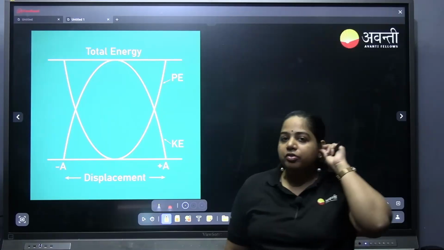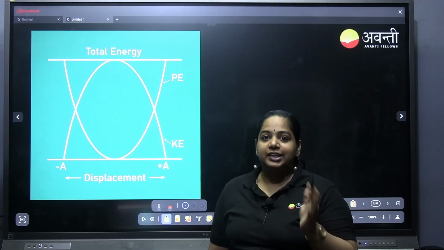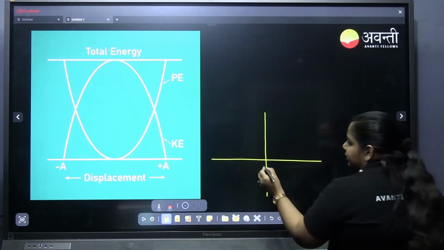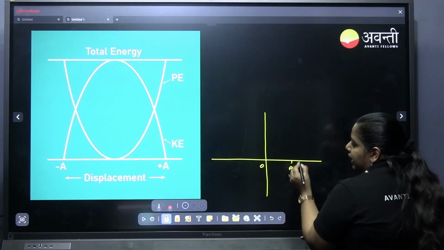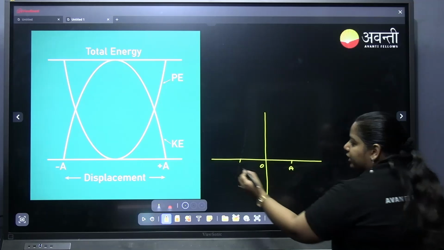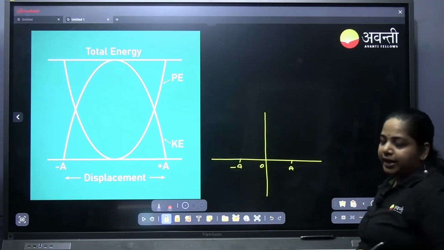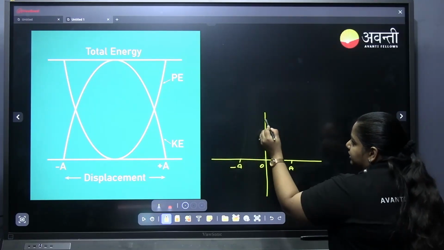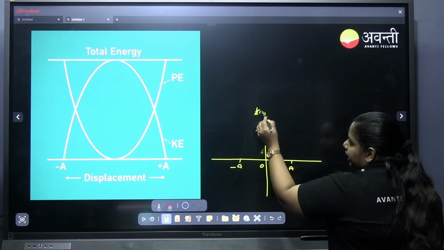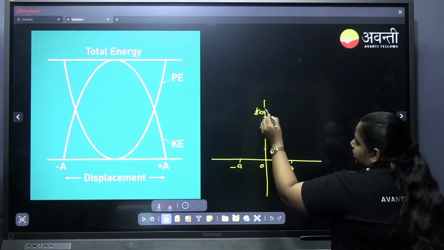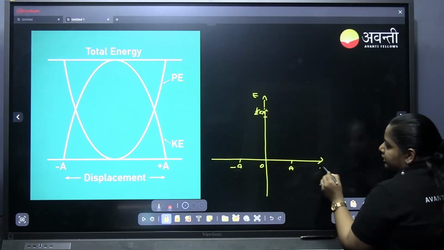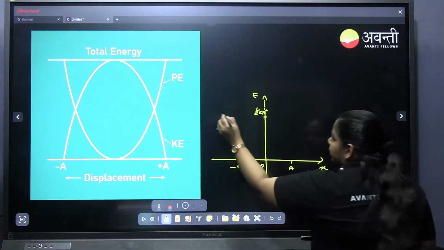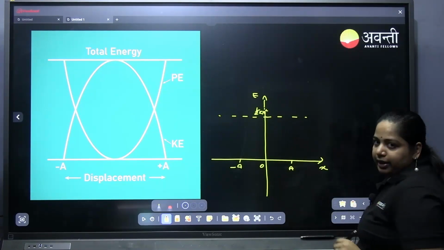This is the graph of potential energy, kinetic energy and total energy against displacement. So, what is given here? This is mean position 0. This is maximum amplitude A in positive direction, maximum amplitude A in negative direction. Kinetic energy is maximum at 0. So, let us say this is equal to half k a square. Here we are plotting energy. Here it is displacement. So, half k a square is the maximum value, right? Total energy is this value only.